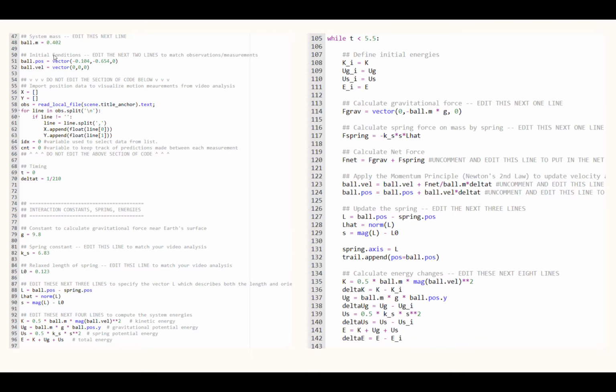So this is what the code looks like. Here we have the initial conditions and the constants. We have the mass of the ball, which is a constant, and the initial position and velocity of the ball, which we obtain from Tracker.